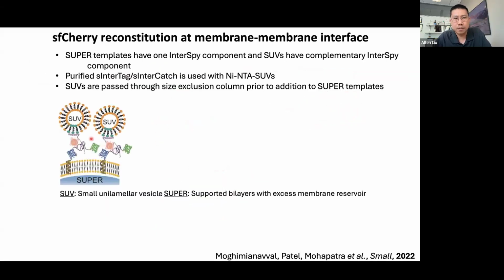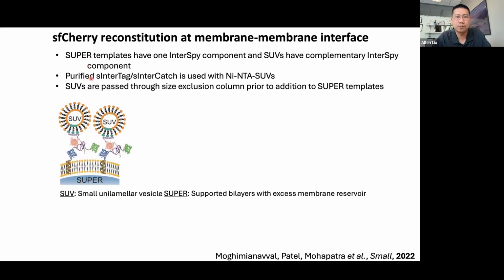So this experiment is rather simple. We made a supported template. So these are small unilamellar vesicles. Supported templates are supported by a layer with excess membrane reservoir, and then we deposited on them SUVs that contain one of the partners. So here is an illustration that if the SUVs are able to bind to the other partners on the supported template, then we'll be able to see SF Cherry.